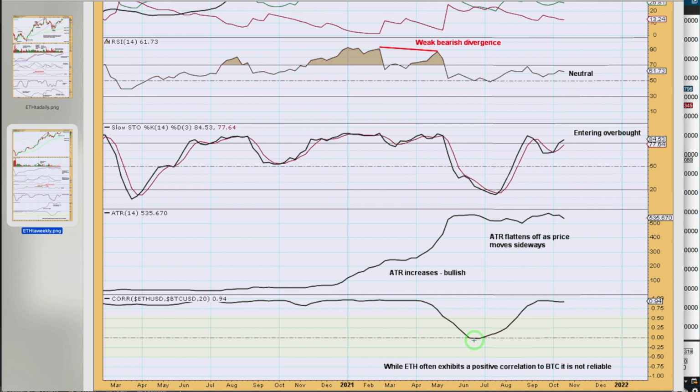Here it broke down to zero correlation. They are again currently positively correlated quite strongly, it's 0.94, but the data shows that cannot be relied upon. That could break down at any time. What about the daily chart?